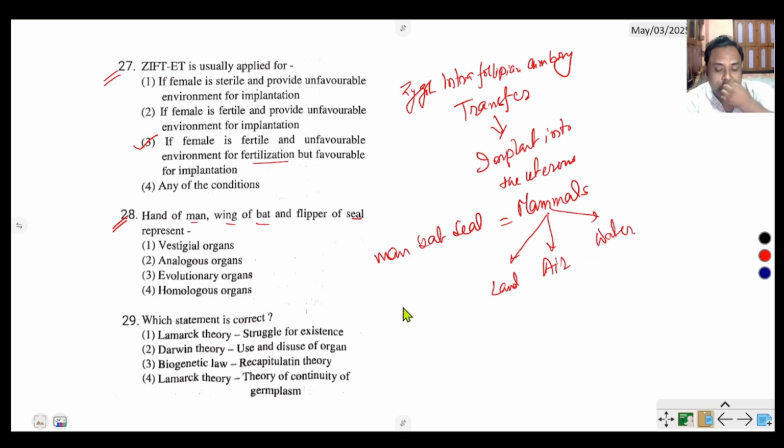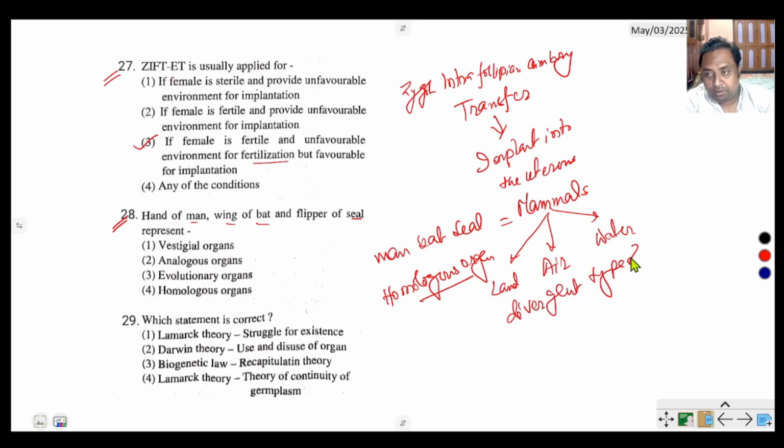That means this represents the homologous organ. The ancestors are common, but in different conditions they survive by adapting differently. That is homologous organ, and that represents divergent type of evolution. Clear? That is homologous organ.